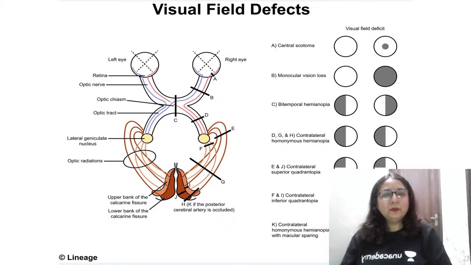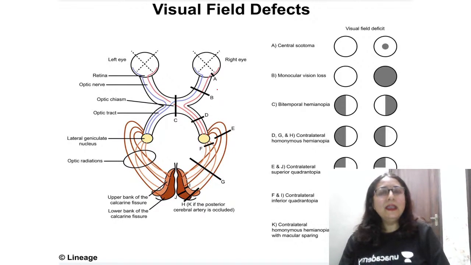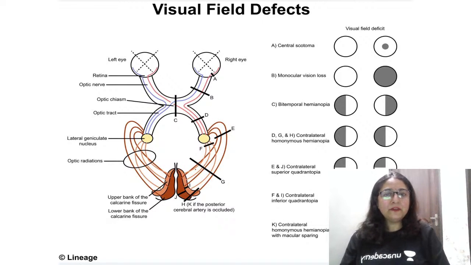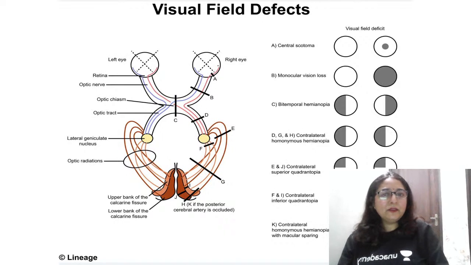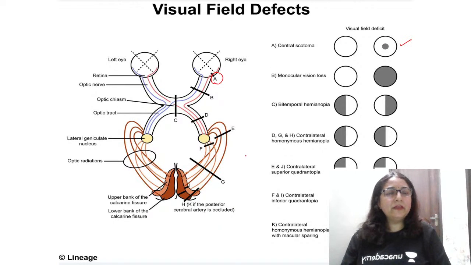Now let's move on to what type of visual field defect will be produced when there is a lesion at different parts of the visual pathway. Let's go step by step. Here the anatomy of the visual pathway will help us. Starting at the retina, if you look at point A, if the retina is involved, especially the macula, it will produce a central scotoma. There will be a field defect involving the central field, which is known as central scotoma.